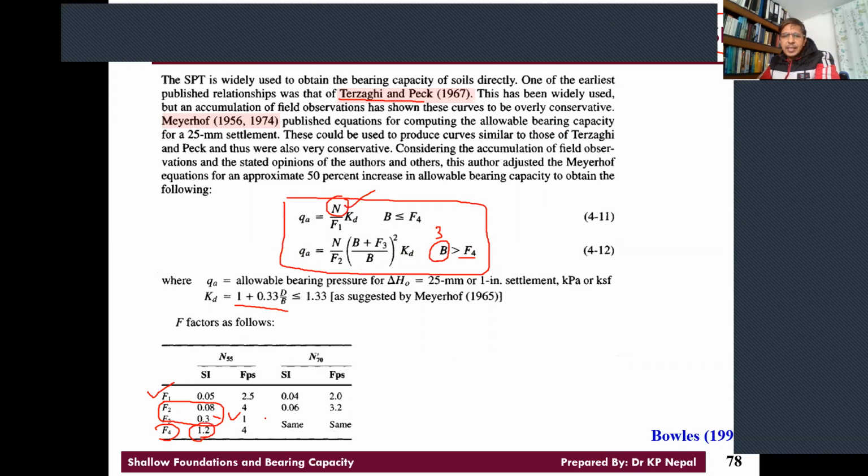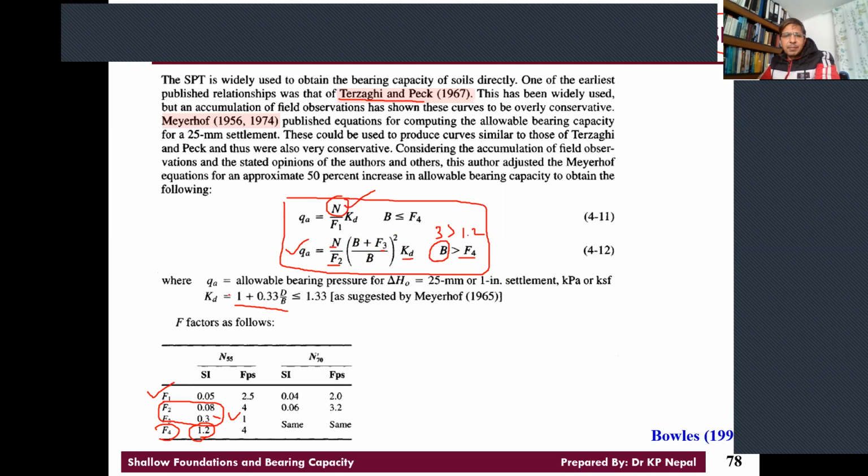1.2, right? Yeah. So 3 is greater than 1.2, isn't it? This is correct. So we need to use the second equation, not the first one. Okay, so this is the equation. You need the F2 and F3 factors. You already have N55, and you know the breadth. You can calculate using this.